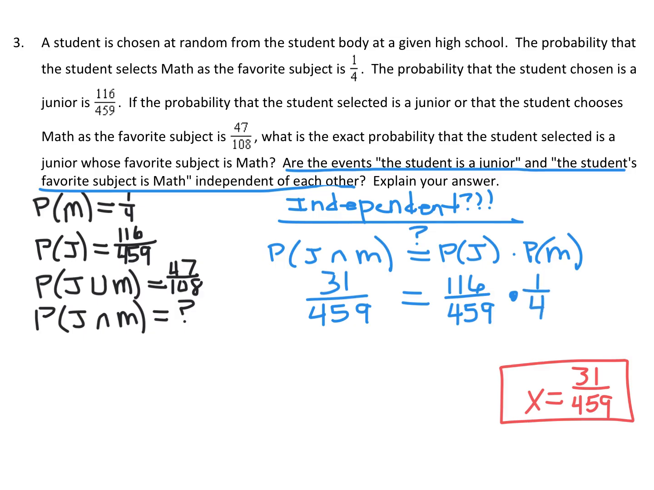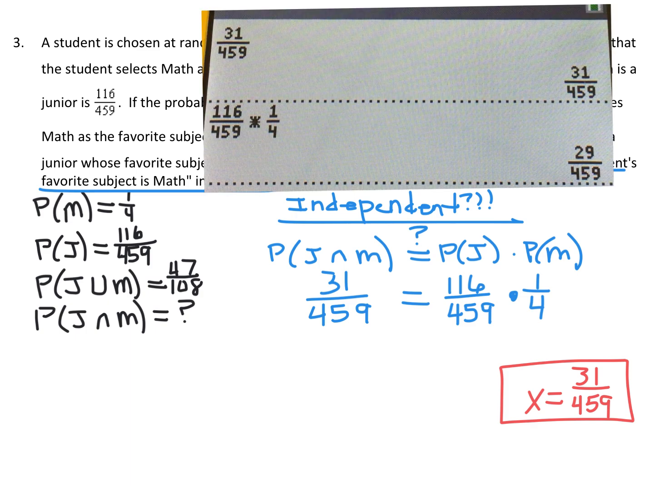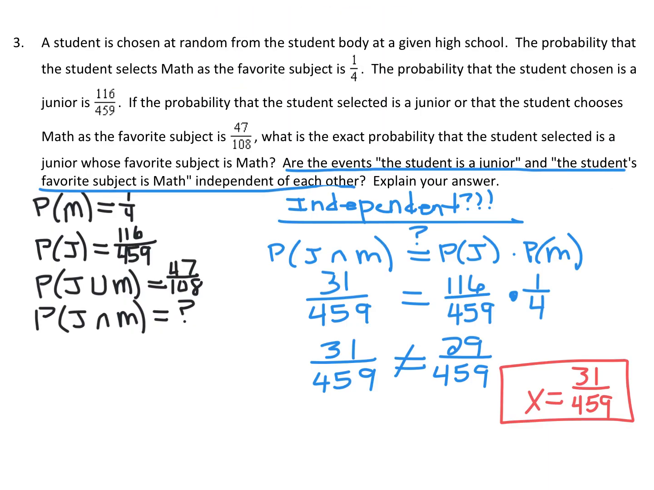Okay, so we could see that the left side of the equation does not simplify. That already is simplified, so I'm going to take that and bring that down. And I'm going to put a slash through this equal sign, because look at that. When we multiply these two fractions on the right-hand side of the equation, we get 29 over 459, not 31 over 459.